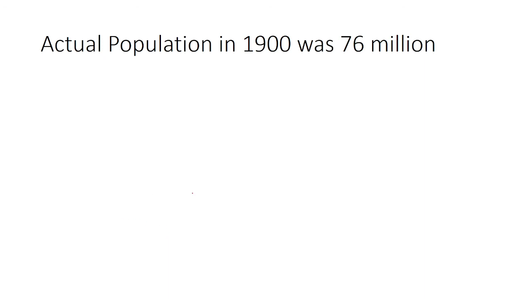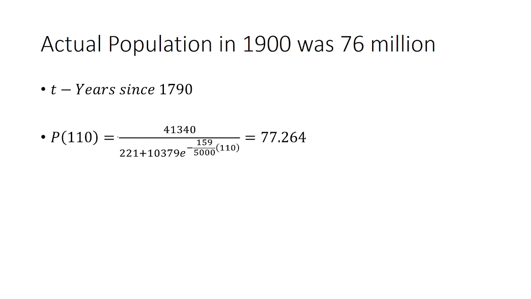Okay, now let's answer a question. So this formula represented the population of the United States since 1790, but the actual population in 1900 was 76 million, and T from the formula represented the years since 1790. So what we're going to do is plug in 110 for T, because 1900 minus 1790 is 110. So T is 110. Plug it into the formula and get 77.264 million.